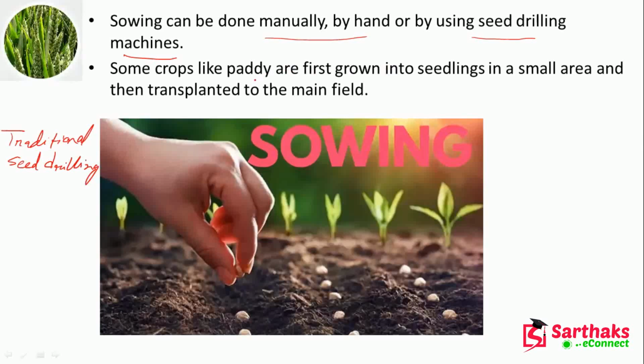Now some crops like paddy are first grown into seedlings in a small area, then transplanted to the main field. Like paddy, what they are doing is, small plantlets, seedlings, will be there in a small area, then they have to transplant them in the main field. So that is only for paddy land.